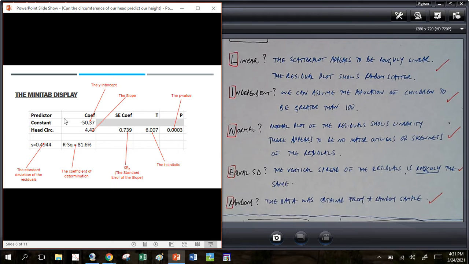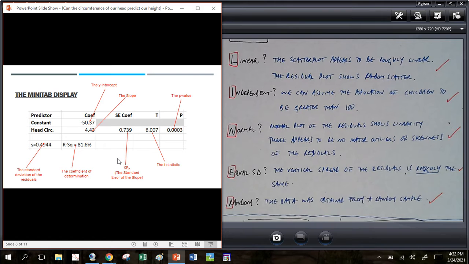So the constant, remember, we're looking at head circumference here. So when we talk about the constant of the coefficients, that's going to be the y-intercept. And when we talk about the head circumference coefficient, that's going to be the slope. So we can recognize those values from before. Now, there are some additional ones. S down here, like I just mentioned, is the standard deviation of the residuals. R squared here, which is the coefficient of determination, that's 81.6. So you can actually find that out in the calculator.